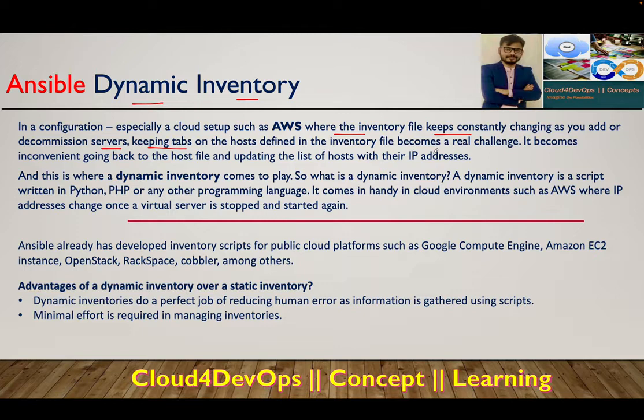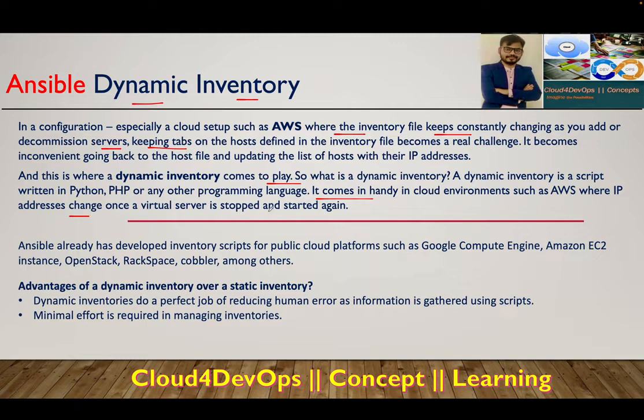And this is where dynamic inventory comes into play. So what is dynamic inventory? It is a script written in Python, PHP, or any other programming language. It comes in handy in all cloud environments such as AWS, where IP addresses change once the virtual server is stopped and started again, the same scenario which I talked about.